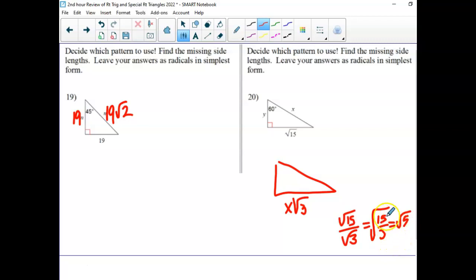So where does that go, though, on this picture? That's the short leg, the square root of 5. And then you have to double the short leg to get the hypotenuse. So what is the square root of 5 doubled? 2 square roots of 5.